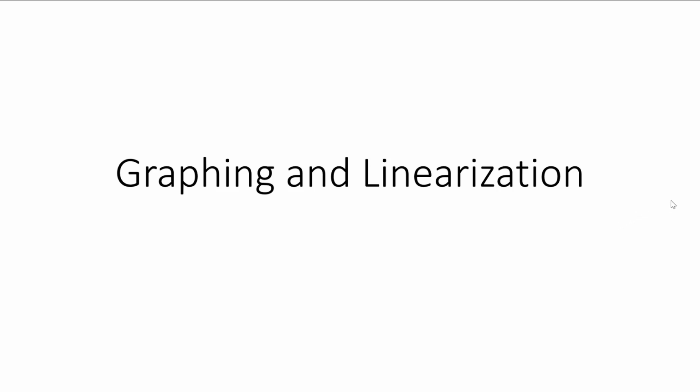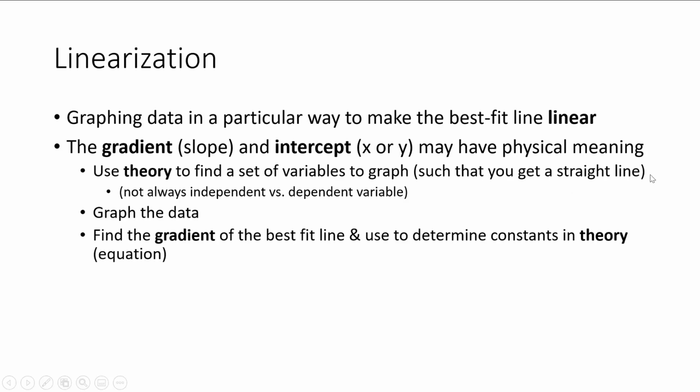Hey, this is a lecture on graphing and linearization in physics. So linearization is just a fancy word for graphing some data, graphing some variables in a particular way to make our best fit line linear, make it a straight line. If we do this, then the gradient of our line, or the slope, and intercept may actually have some physical meaning. And we can use their values to figure out something about the universe or about something about our system.